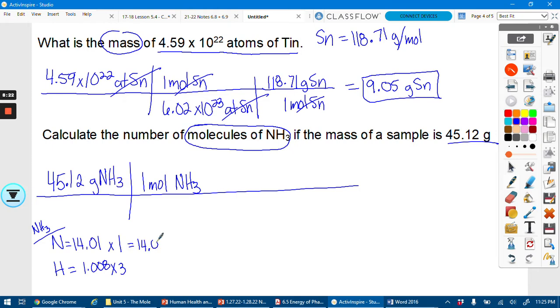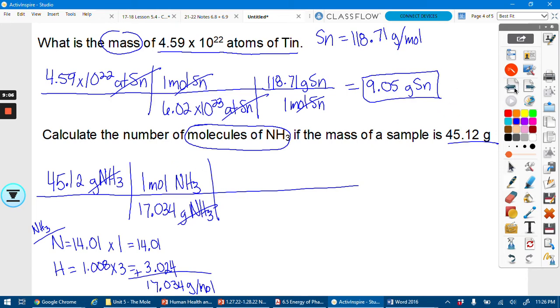So this is going to be 14.01. And this is going to be 3.024, I believe. Yes. And then we add the mass of nitrogen and hydrogen together, and we get a total of 17.034 grams per mole. So we already have the per mole part on the top. We're putting 17.034 grams on the bottom. So that, then we can cancel out our grams, and so we're at moles.